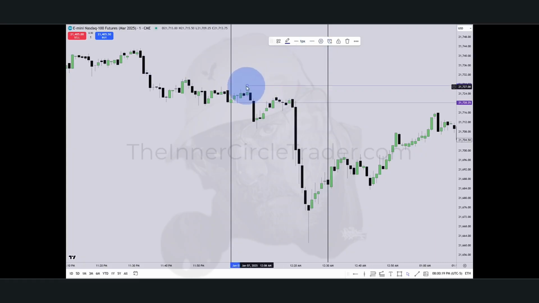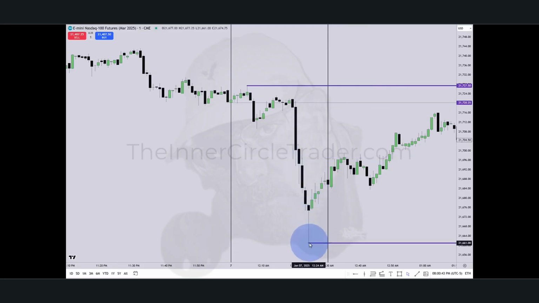So we have this level here, and I'm going to thicken that up. You don't see it, but I have this little recording thing. It's always in my way. And then we're going to clone that, and we'll plot that right there on the low.